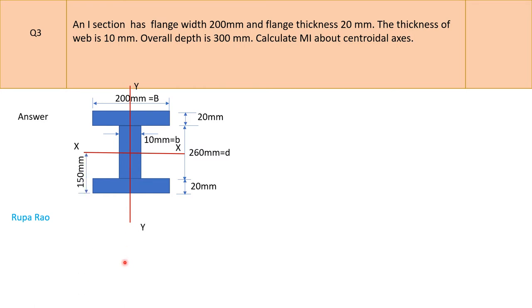Now this total depth is 300 from this top point to bottom. So this axis xx will be from this bottom at a distance of 150 mm, that is half of 300. This is the axis xx at 150 mm from this bottom, or even if I take it from the top, it will be 150 only.